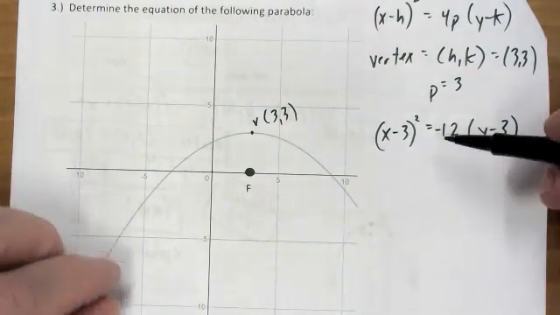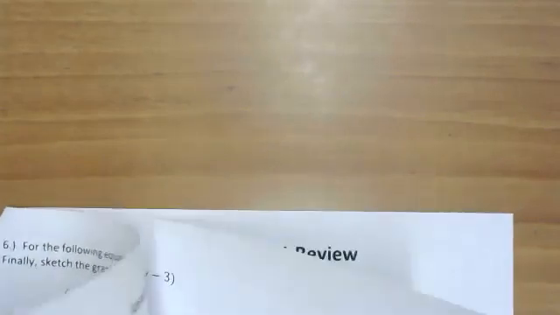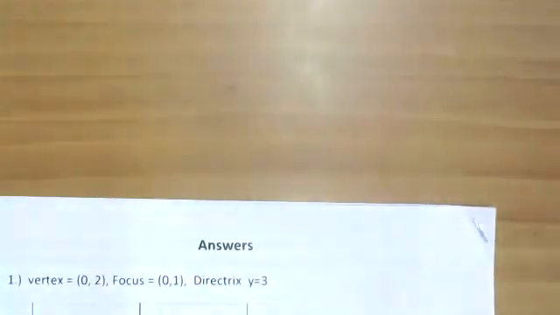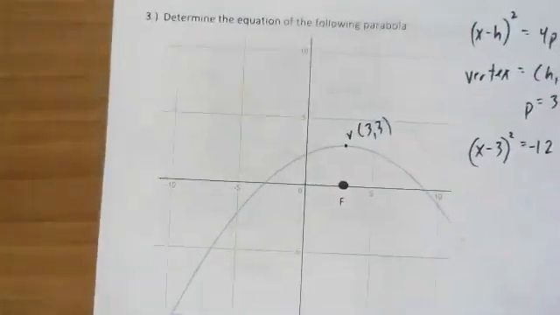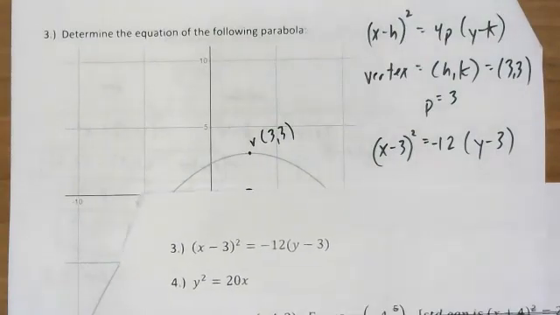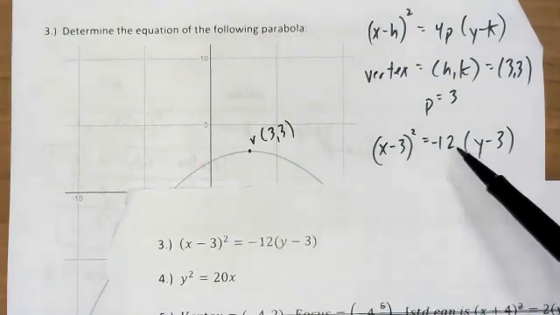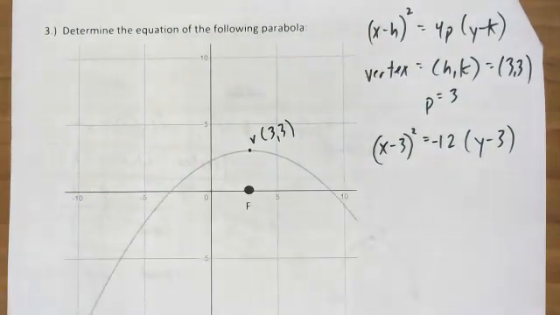So let me check and see. Hopefully that's correct. X minus 3 squared. Let me see. As a matter of fact, I think I can just erase these problems. I can maybe tear off the key. I'll have to keep flipping back and forth. So here's the problem we worked out. Here's the key. Number 3, x minus 3 squared equals negative 12 times y minus 3. So it looks like this is correct.